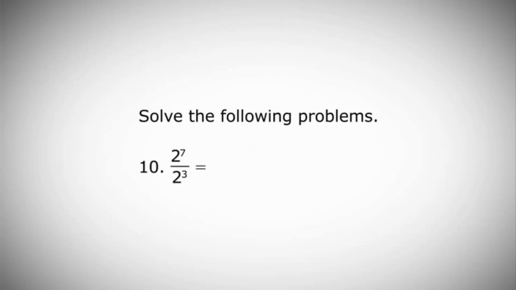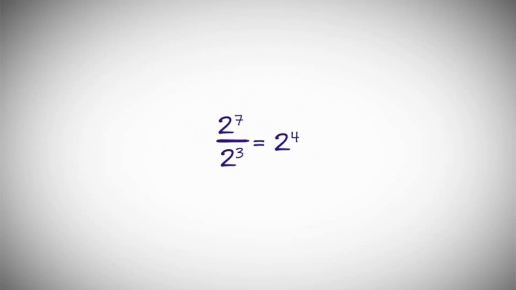Finally, let's take a look at example 10. This expression asks us to simplify 2 to the 7th power divided by 2 to the 3rd power. Because we're dividing, we're going to subtract our exponents, leaving us with 2 to the 4th power, because 7 minus 3 is equal to 4.